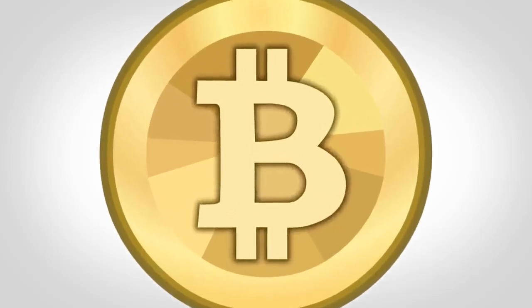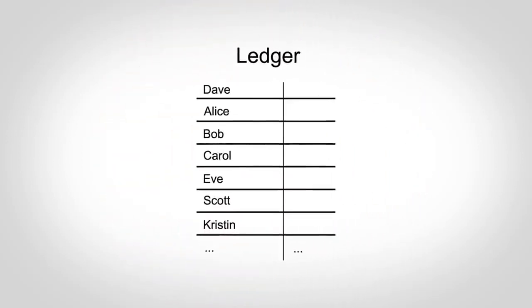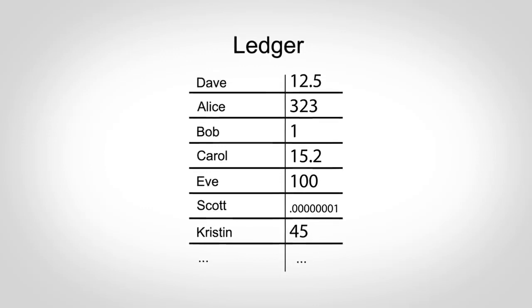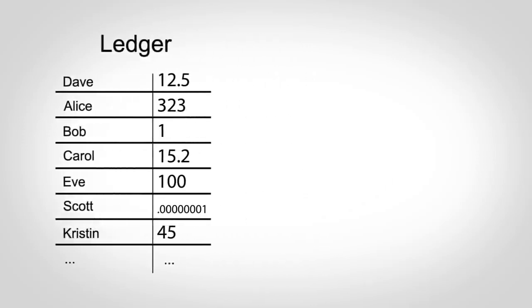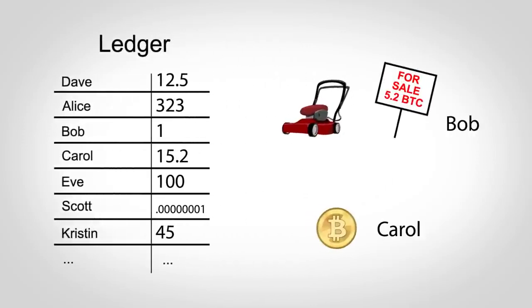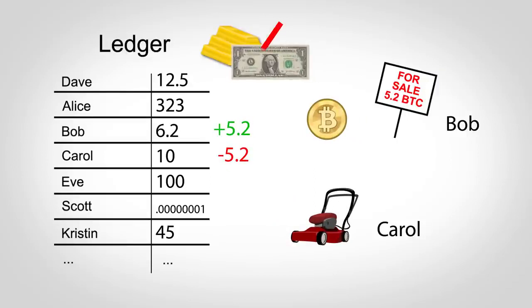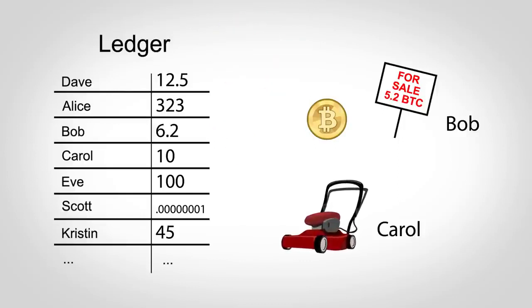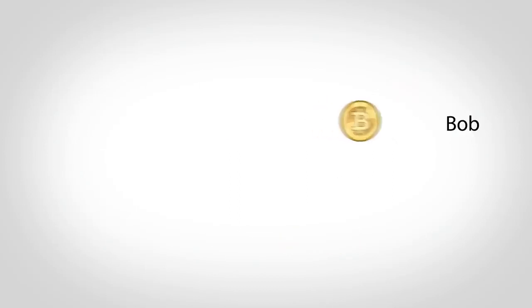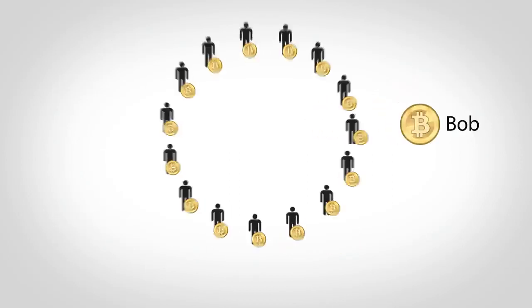At a very basic level, Bitcoin is just a digital file or ledger that contains names and balances, and people exchange money by changing this file. When Bob sells Carol a lawnmower for 5.2 Bitcoins, Bob's balance goes up by 5.2 and Carol's down by 5.2. There's no gold or government-issued money backing these numbers. Bob is only willing to trade his real-life lawnmower for a higher number in this digital file because he has faith that other people will also trust the system.